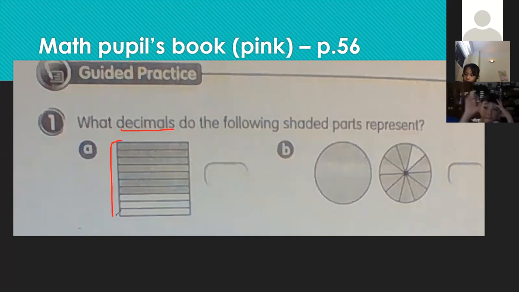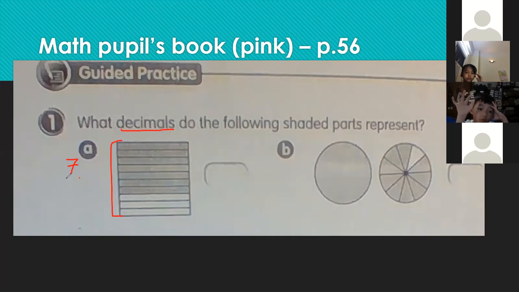All right. So we want to know what decimals these represent. We have 10 parts here. How many are shaded in, Li Meng? 7. 7, okay? So if I was to write this as a fraction, this would be 7/10, and as a decimal it will be 0.7.